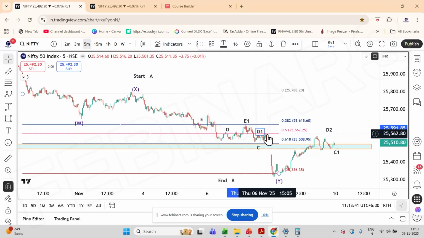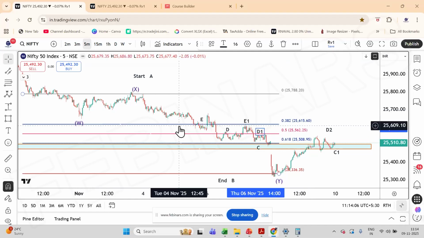D2 has to be crossed, else C1 has to be broken. C1 has to be broken. I would give a leverage of 470 instead of 460. C1 has to be broken on the downside. D2 has to be crossed for taking the trade on Monday.